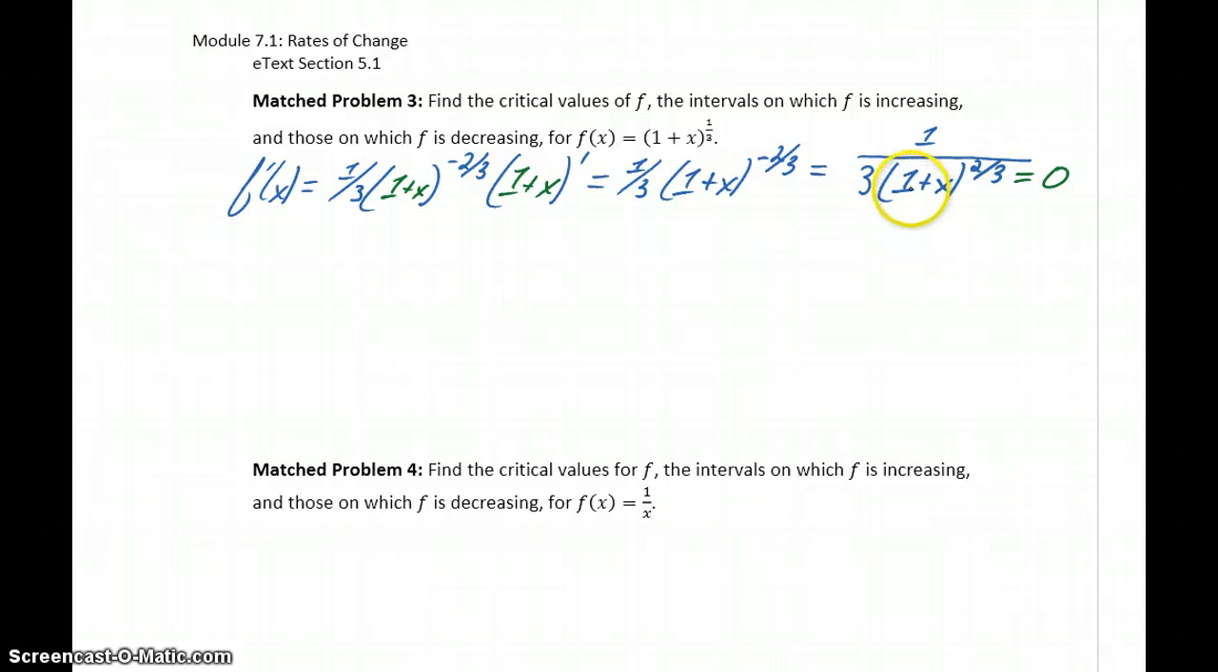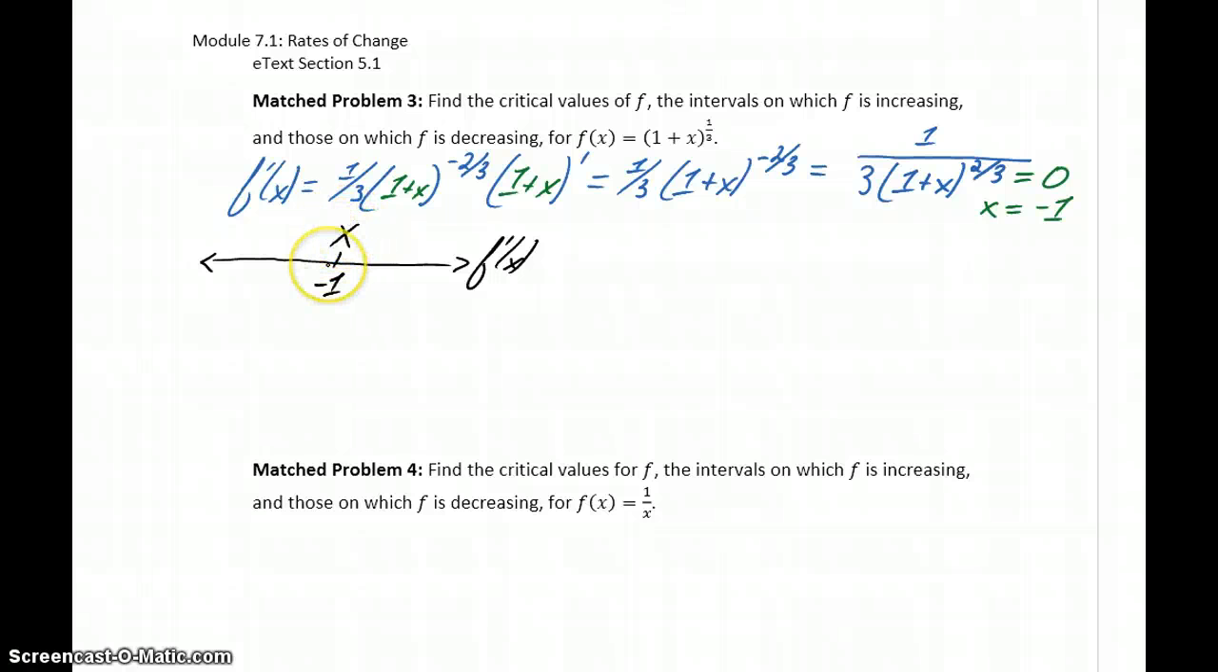So in this case, it will fail to exist whenever 1 plus x equals 0, which means our derivative will be undefined whenever x equals negative 1. So in this case, this is our critical value. So at negative 1, our derivative function is undefined. Again, I'm just going to use that x or some other notation there to distinguish between where we have a 0, meaning a horizontal tangent line, and where our function's undefined.